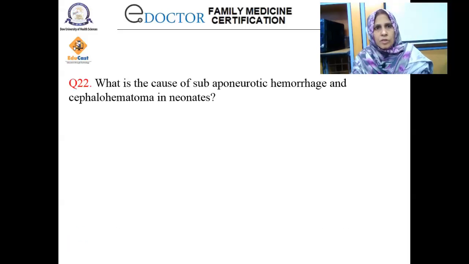The cause of subepineuritic hemorrhage and cephalhematoma is most likely a difficult delivery and the prolonged bearing down effort of the mother. When there has been an instrumental delivery, like with vacuum extraction, then you can get subepineuritic hemorrhage or cephalhematomas.